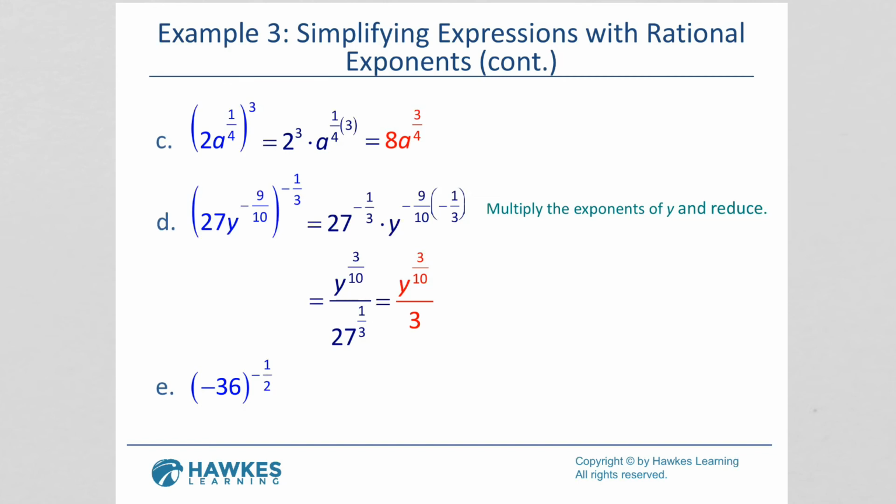Example 3e, we have the quantity negative 36 to the negative 1/2 power, which gives us 1 over negative 36 to the 1/2 power. That is not a real number, because negative 36 to the 1/2 power is the square root of negative 36, and we can't take the square root of negative numbers and end up with a real number.